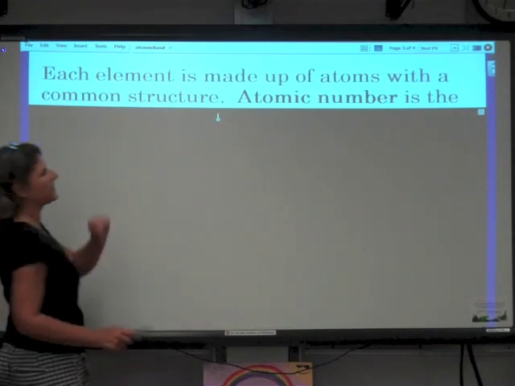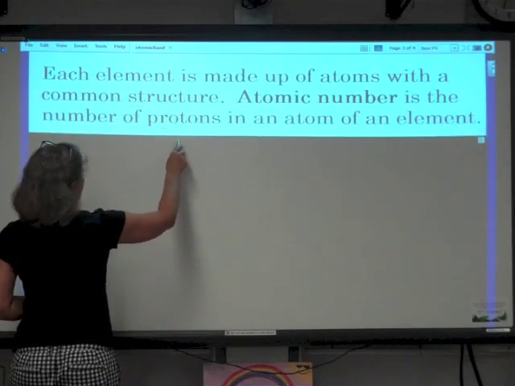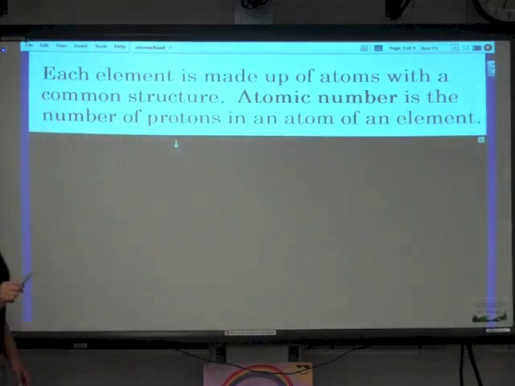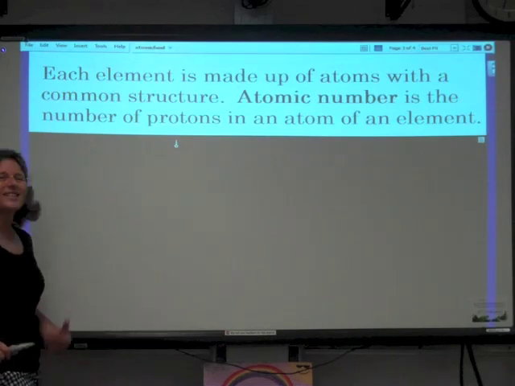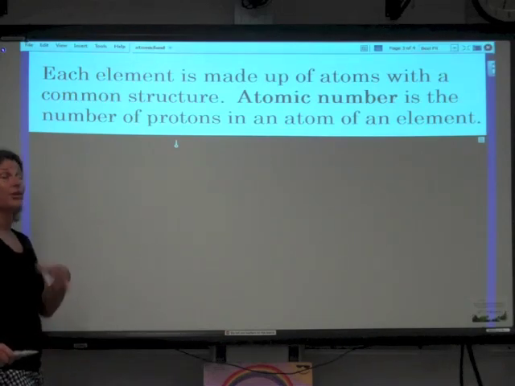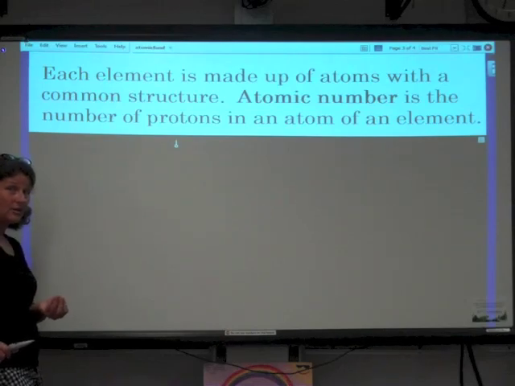So atomic number is the number of protons in an atom of an element. And this is really the fingerprint of the atom, is the number of protons. Their numbers of neutrons can vary.